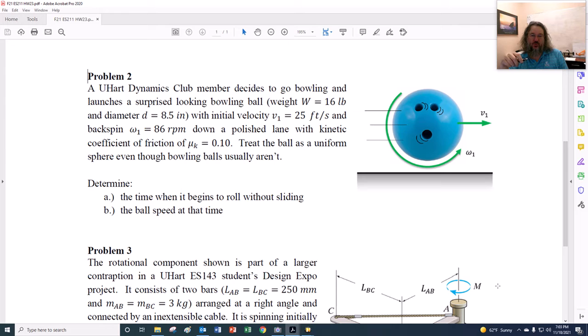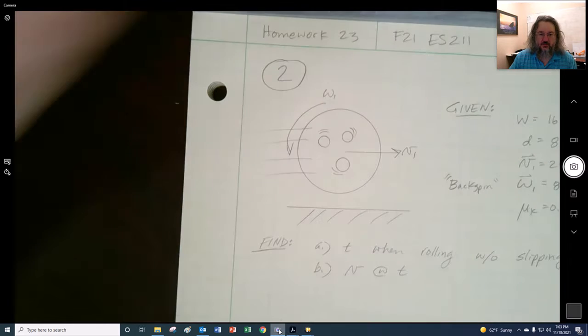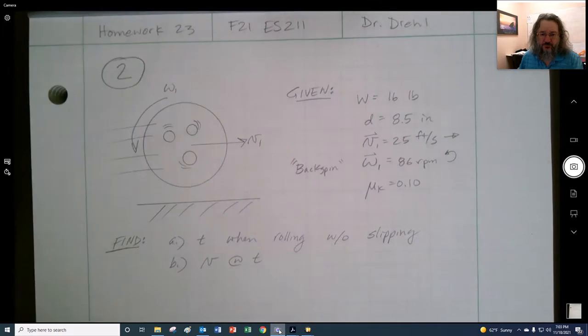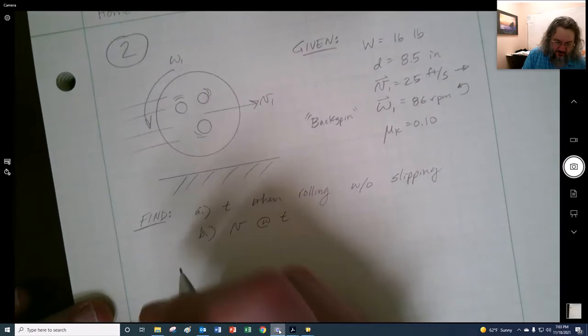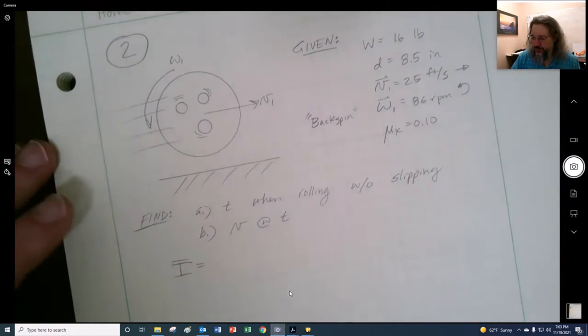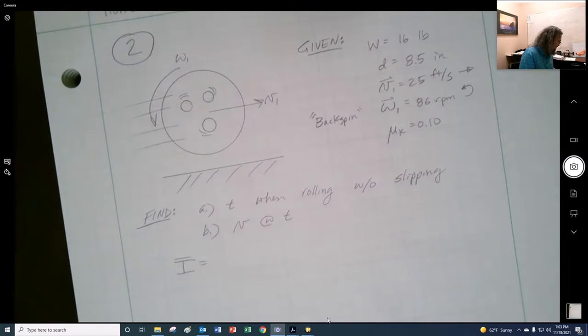I want to treat the ball as a uniform sphere, even though I just recently learned when doing research on bowling balls for this problem that they are not generally uniform. So let's see. Here is my depiction of the problem. One of the first things I might do is get the moment of inertia, and we want to look up what that is. Do I have a book nearby? Sure do.